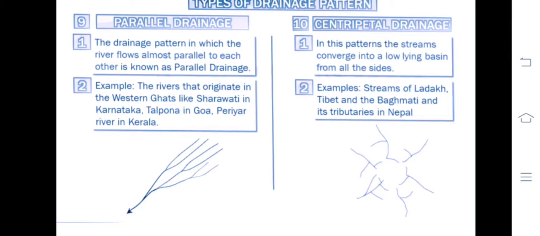Example. It is exactly opposite to the radial form. Examples are the streams of Ladakh, Tibet, and Bhagavati and its tributaries in Nepal. They all follow the pattern of centripetal drainage.